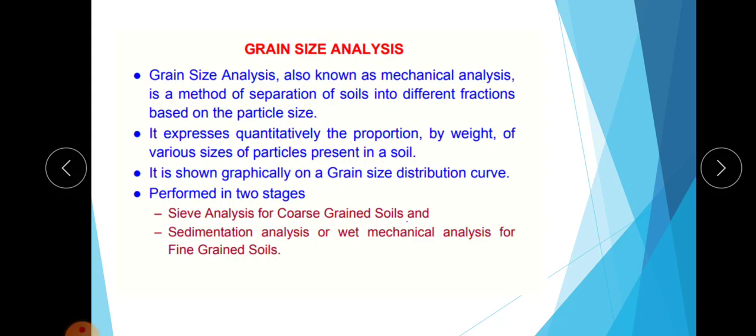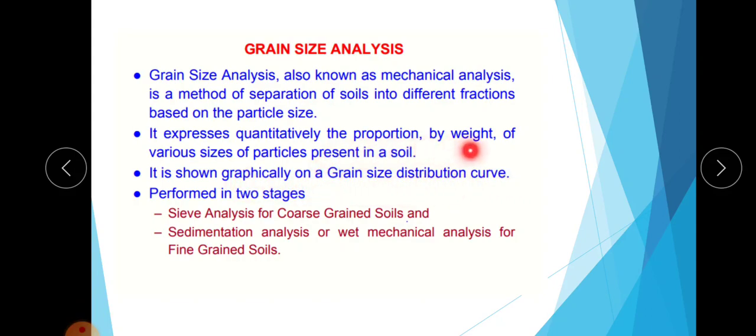It expresses quantitatively the proportions by weight of various sizes of particle present in the soil. So we are classifying or categorizing the soils based on sizes into different fractions by weight. Okay, and after that it is shown graphically on a grain size distribution curve.